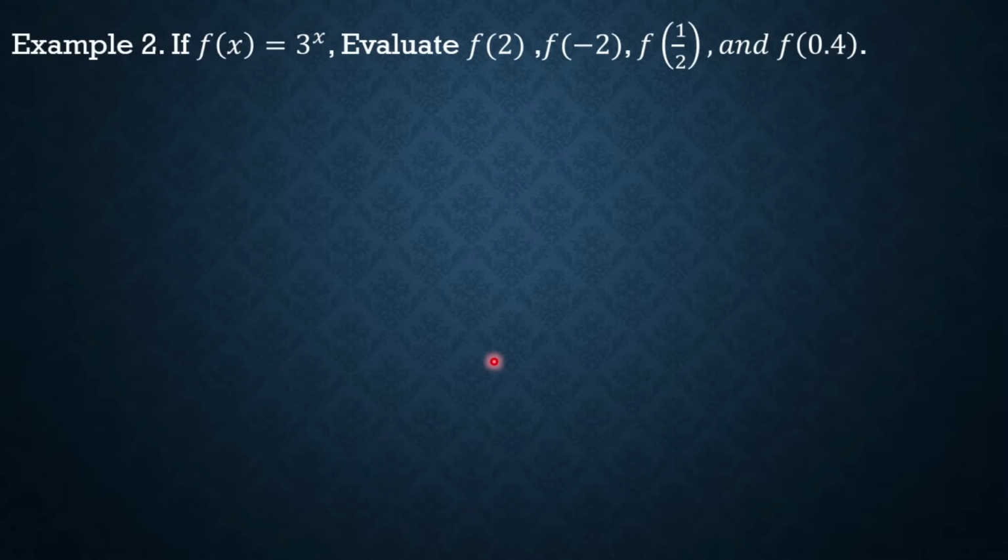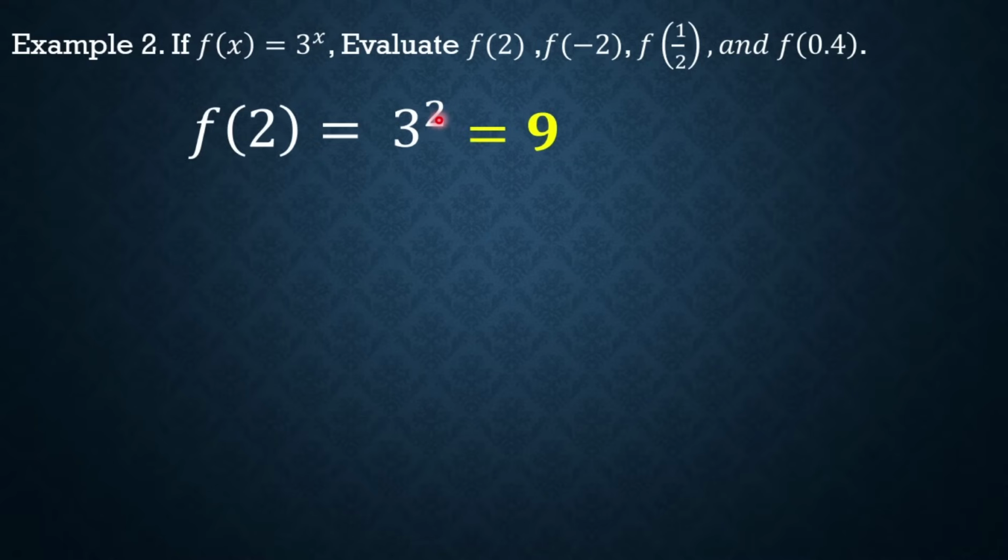For example number 2, we have f of x is equal to 3 raised to x. Evaluate f of 2, f of negative 2, f of 1 half, and f of 0.4. So, ang gagawin lang natin, papalitan natin yung x natin ng mga given values na to: 2, negative 2, 1 half, 0.4. So, if our x is 2, f of 2 will become 3 squared. So, 3 squared is equal to 9.